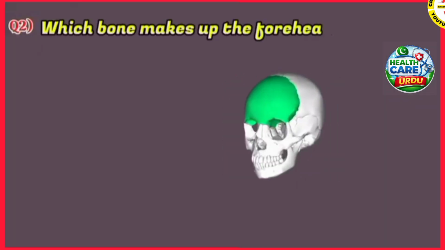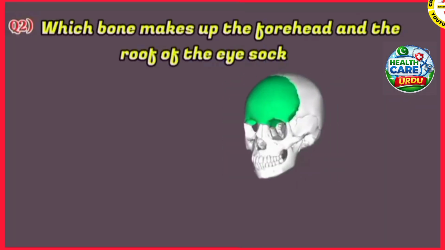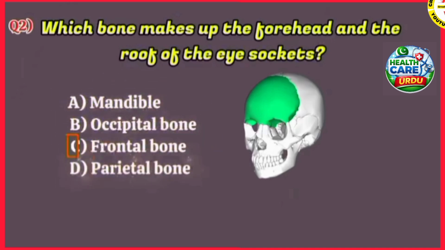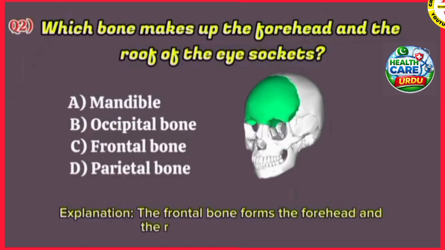Which bone makes up the forehead and the roof of the eye sockets? Options A, B, C, D. Correct answer is C, frontal bone. Explanation: the frontal bone forms the forehead and the roof of the eye sockets.